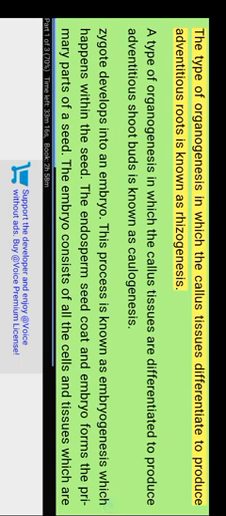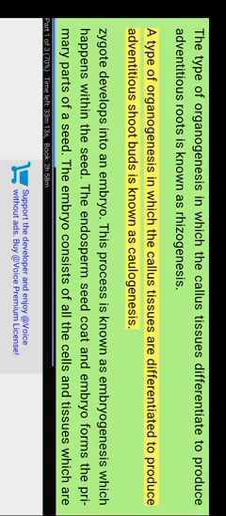Types of organogenesis. The development of primordial or adventitious organs from an undifferentiated mass of cells in a tissue culture, set up by differentiation of the undifferentiated cells, is known as organogenesis. The type of organogenesis in which the callus tissues differentiate to produce adventitious roots is known as rhizogenesis. A type of organogenesis in which the callus tissues are differentiated to produce adventitious shoot buds is known as caulogenesis.